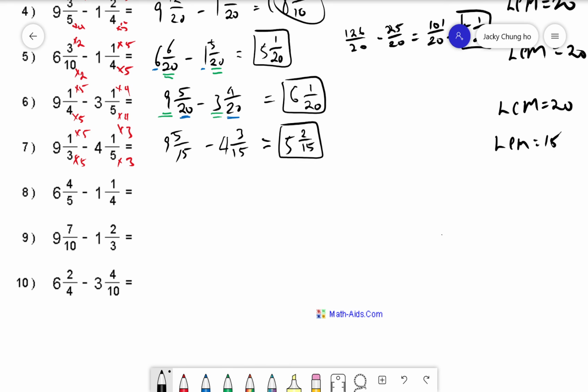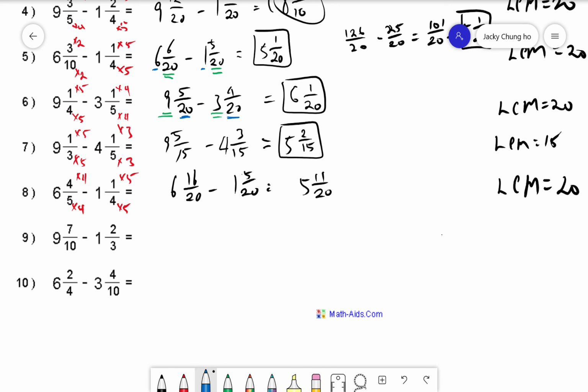Number 8, the LCM between 5 and 4 will be 20. So multiply by 4 and 5 here. It will be 6 and 16 over 20 minus 1 and 5 over 20. That will be 5 and 11 over 20, because I'm doing 6 minus 1, which gets me to 5. And then 16 over 20 minus 5 over 20 will give me 11 over 20.